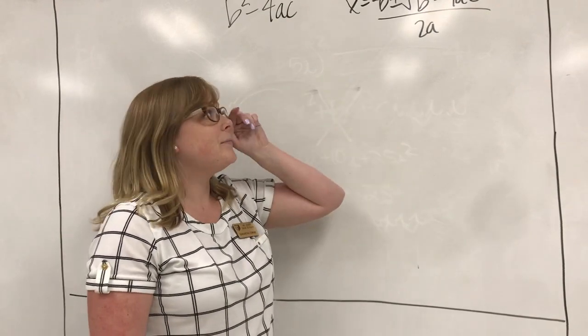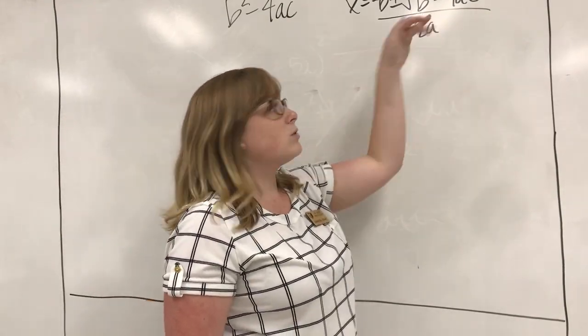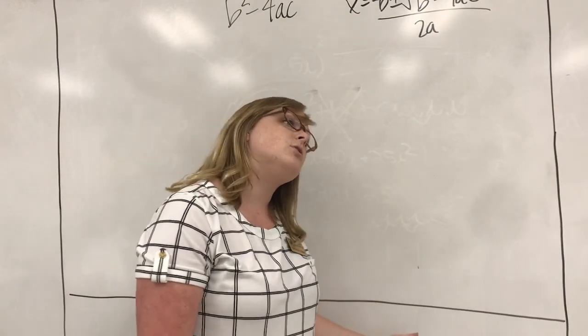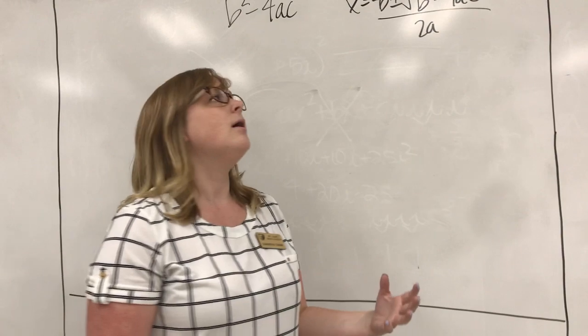This is my quadratic formula. This is my under the radical, or the discriminant is what we call it, and that's what's going to tell us whether we have a real solution or an imaginary solution and how many of each.